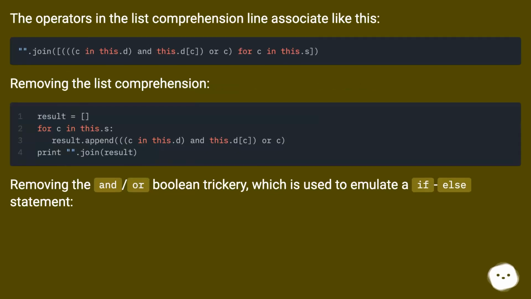The operators in the list comprehension line associate like this. Removing the list comprehension. Removing the AND or Boolean trickery, which is used to emulate an if-else statement.